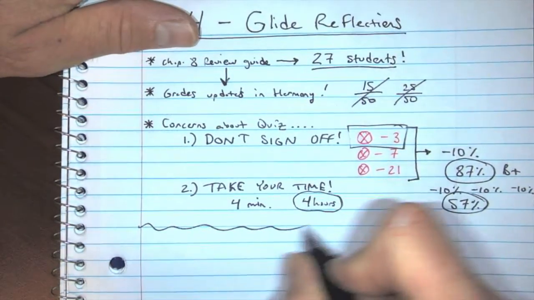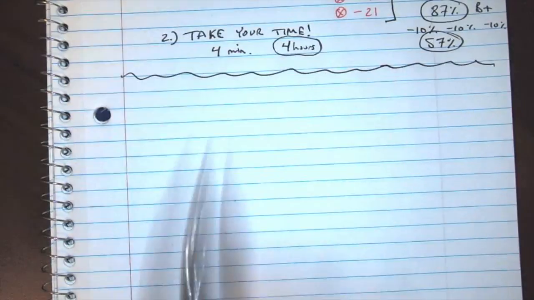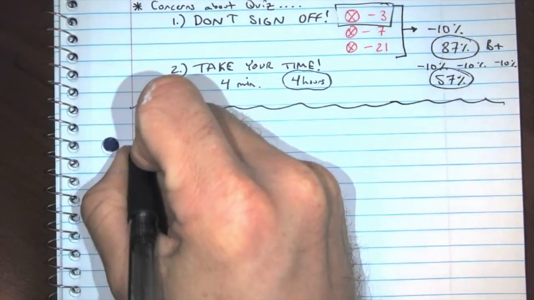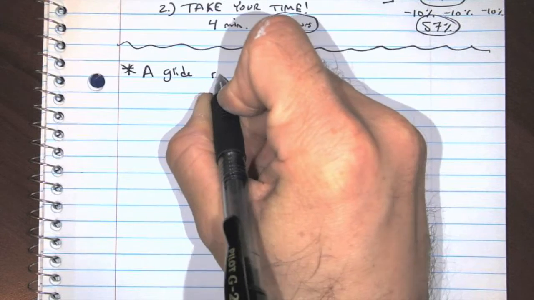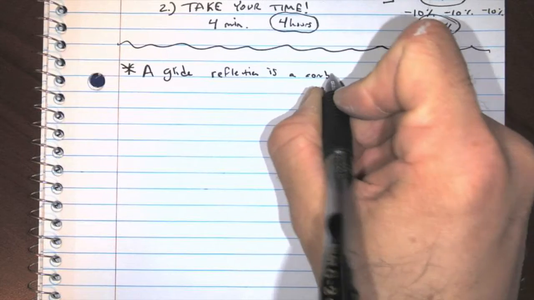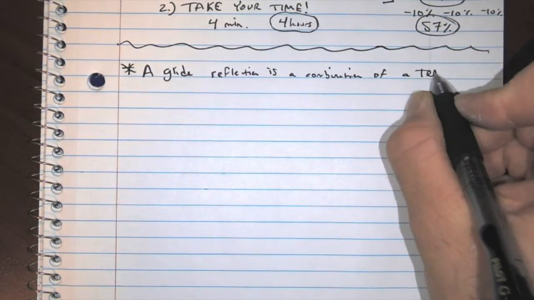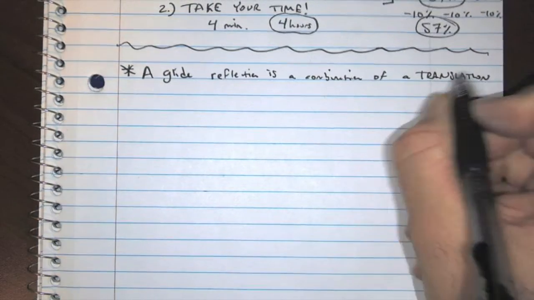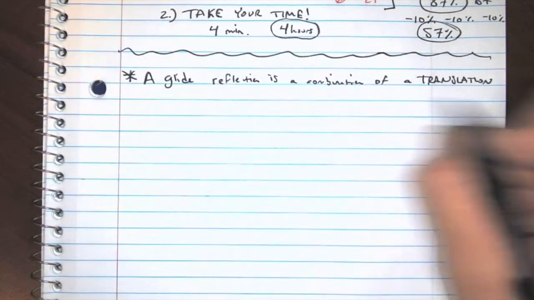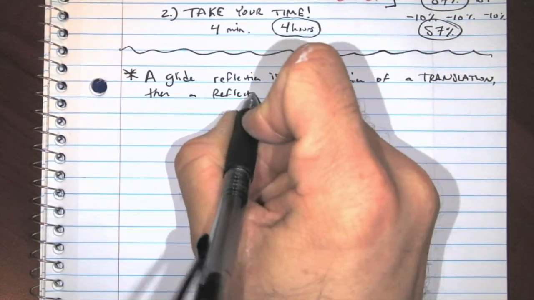Alright, let's get started. Notes, this is where the notes start. 9.4, here we go. Glide reflections. I need you to write this down for me. Here, another star, but I want you to write this star down. A glide reflection is a combination of a translation, put a comma, then a reflection.